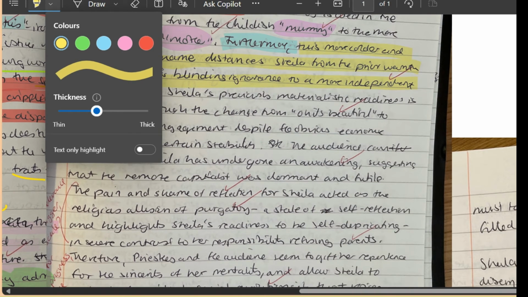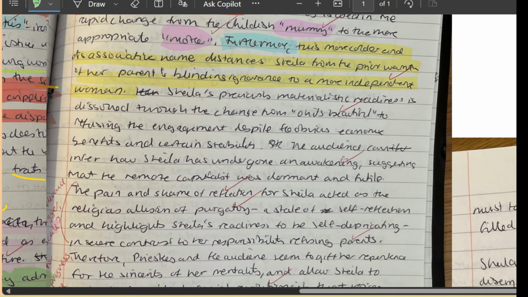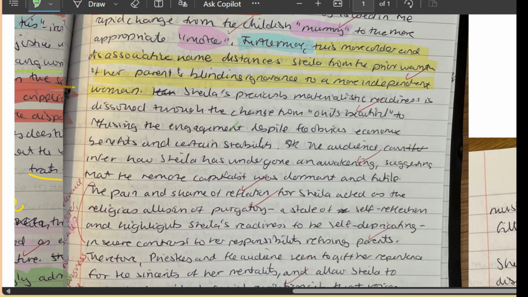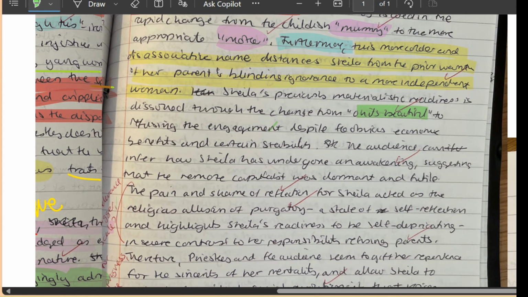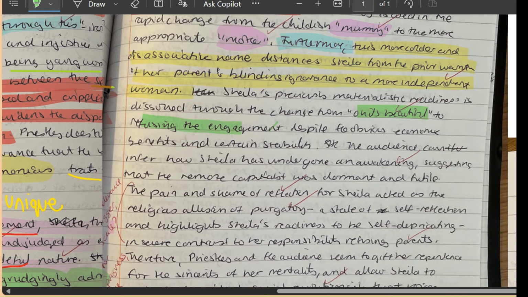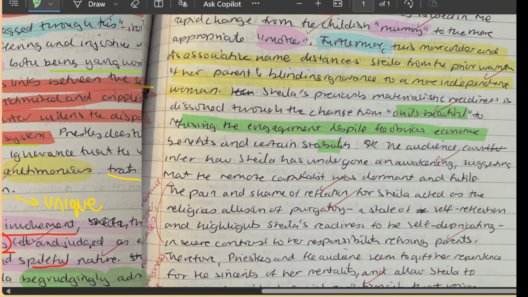Sheila's previous materialistic readiness is dissolved through the change from "oh, it's beautiful" to refusing that very engagement ring, despite the obvious economic benefits and certain stability of marrying Gerald. So you can see this paragraph is not just about talking about the quotes alone, but talking about how there's been development in them.